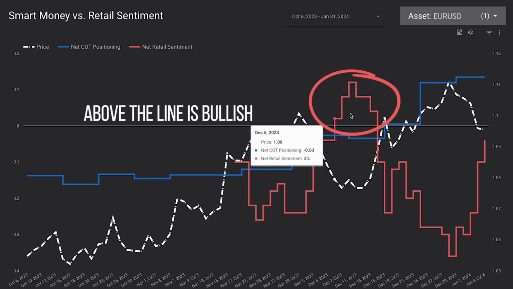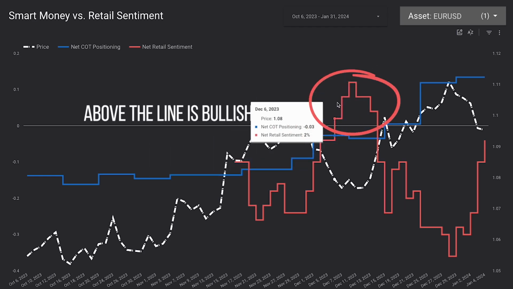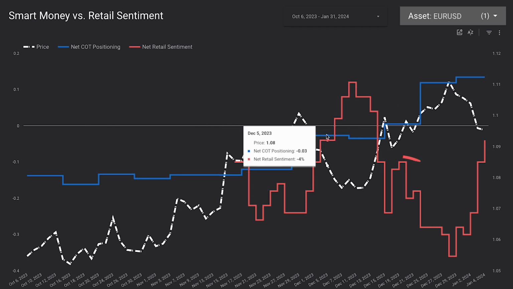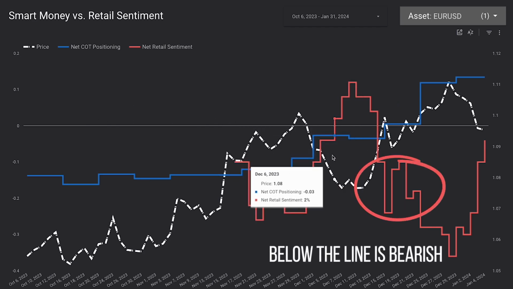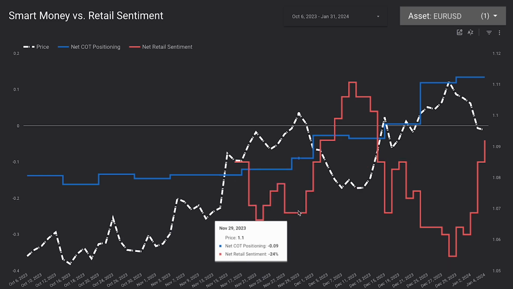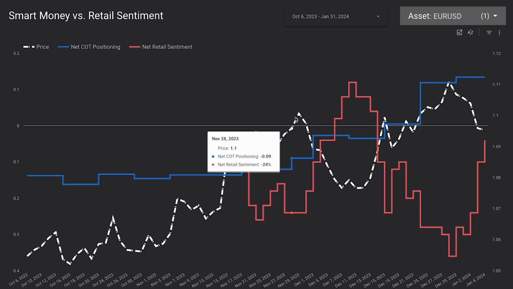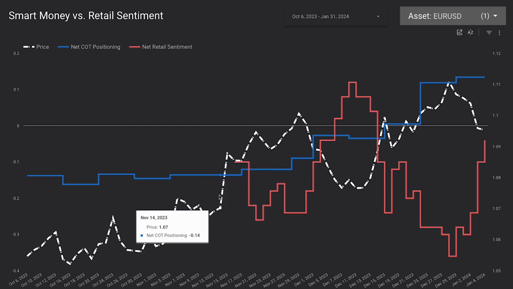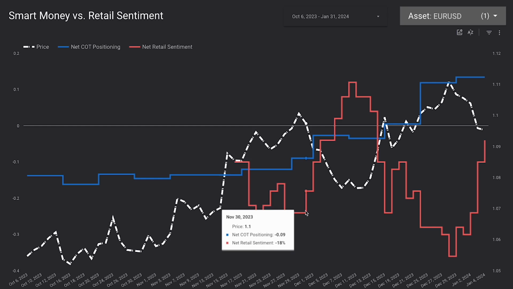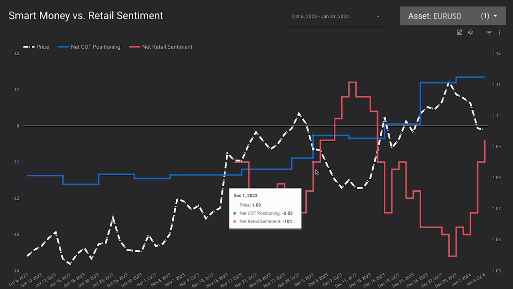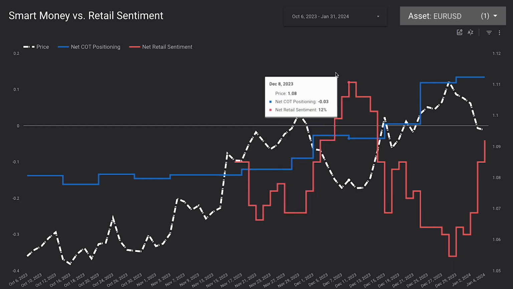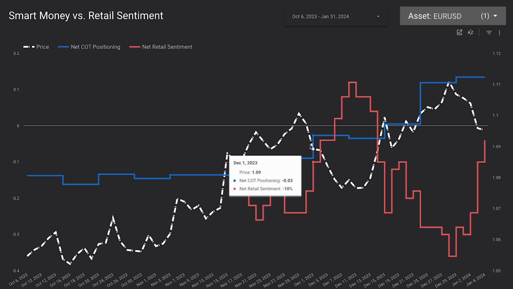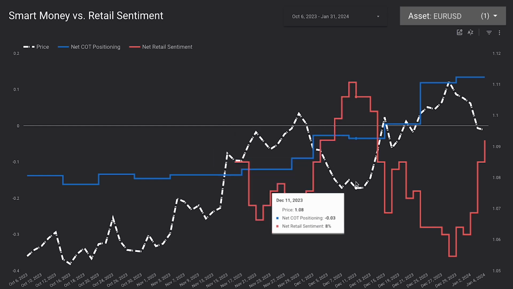Anything that's above this zero line means that traders are bullish. If we're below the zero line, that means traders are bearish. So retail traders were bearish on the euro, but price got so high and it kept trending upwards for so long that they decided now is the time to buy. And they bought and bought and bought, and they were overall bullish on the euro while price was tanking.